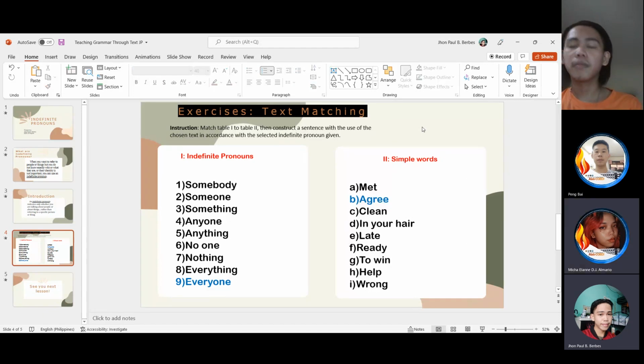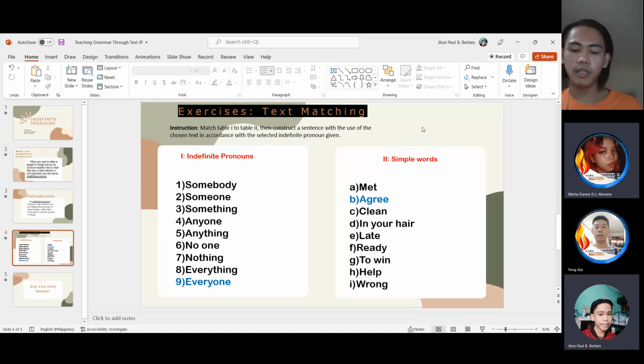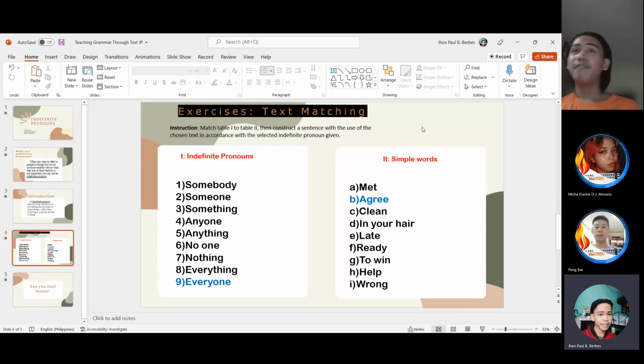Because for an indefinite pronoun, everyone is considered as singular, and then he uses agrees as his verb that makes it correct. Very good, Micah. I just need to conclude that everyone refers to a whole group of people, but as you said, it is considered as not a plural, but a singular. So number two, everything was ready.